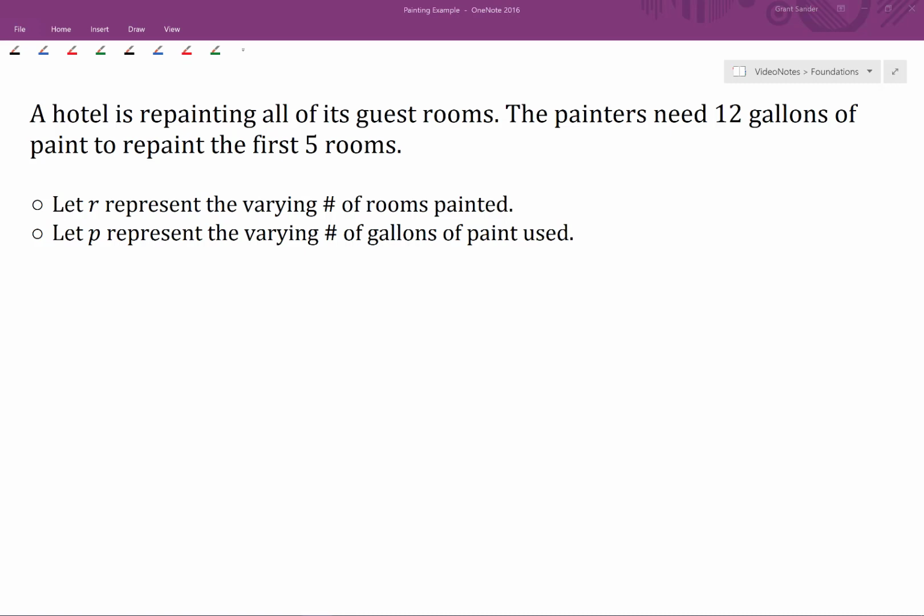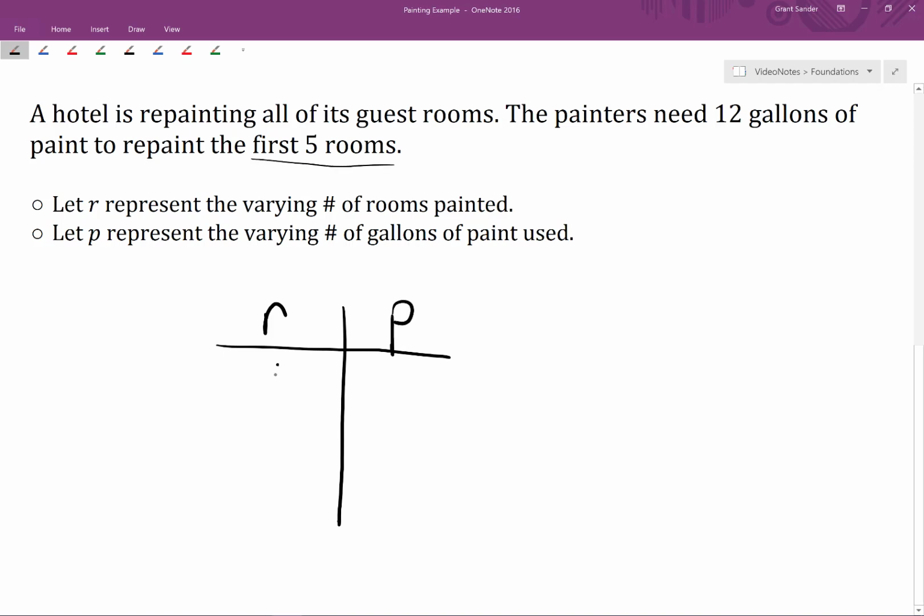So let's let R represent the varying number of rooms painted, and let P represent the varying number of gallons of paint used. So we're going to imagine the painters painting a varying number of rooms. So let's create a table of values to help us think about the relationship between R and P. We decided that if the painters paint 5 rooms, which is R equals 5, then they need 12 gallons of paint, which is P equals 12.